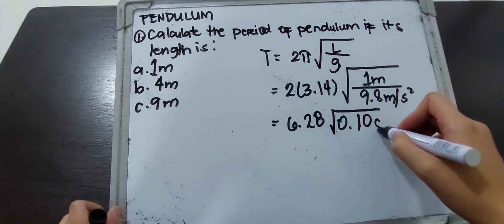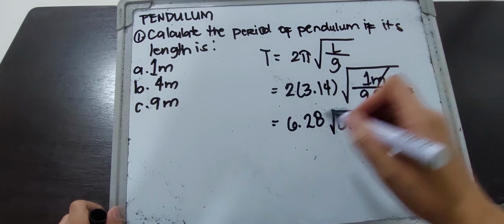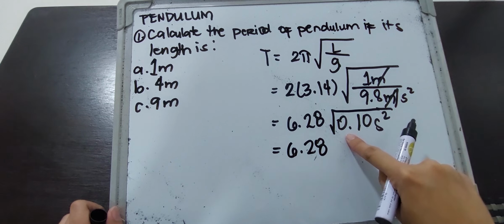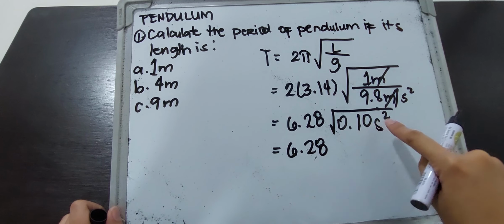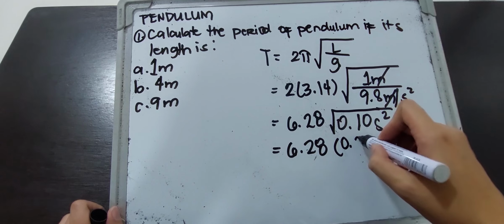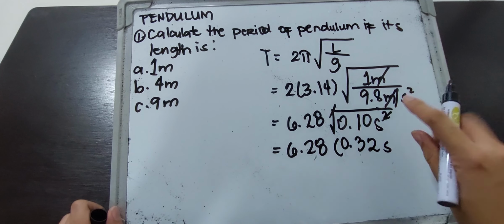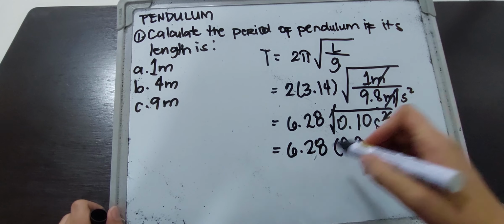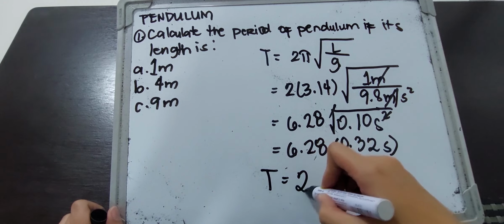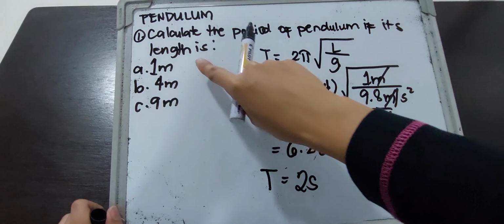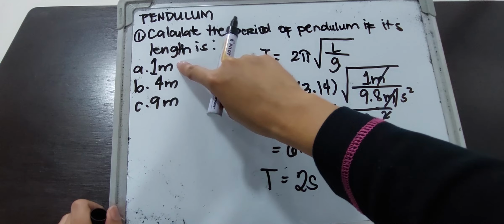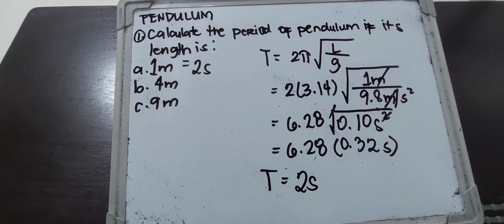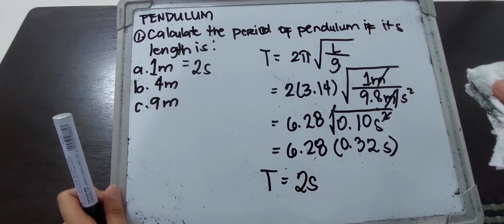May kadugsong pa yan. Then cancel yung meter, so second square. So 6.28 times the square root of 0.10 second square is 0.32 seconds. So makakancel na. So 6.28 times 0.32 seconds, so we have 2 seconds. It means that if the length of the pendulum is 1 meters, its period is 2 seconds. Alright? So now, let's move on with letter B.